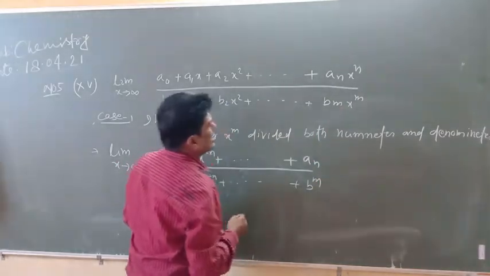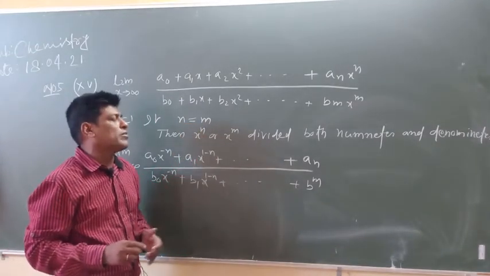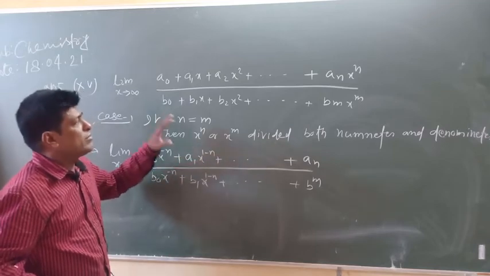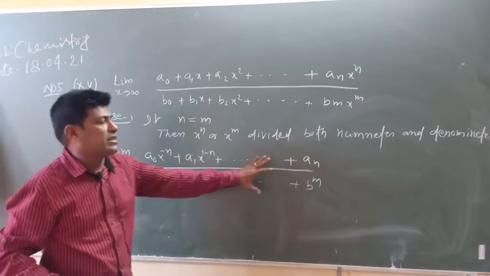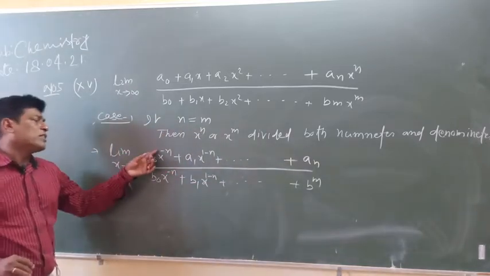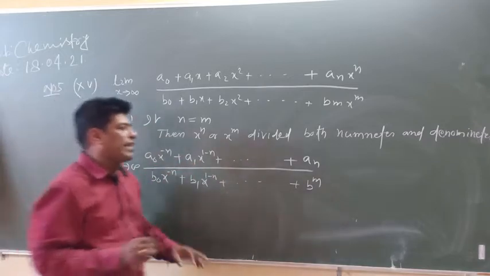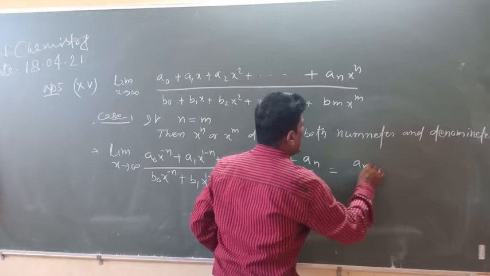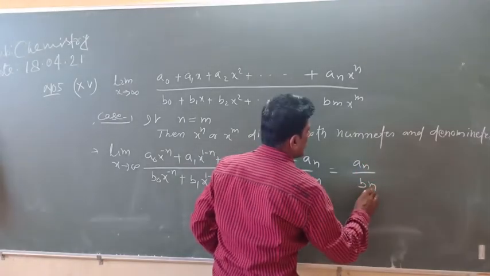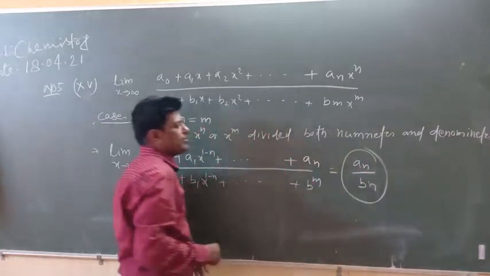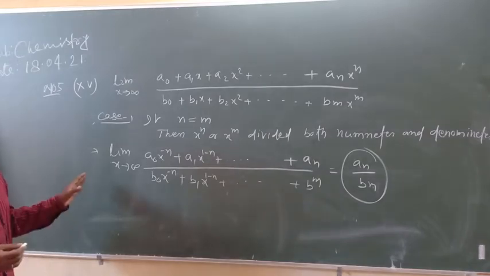Because x to the n and x to the m are the same, where n is equal to m, after dividing by x to the n or x to the m, the value becomes that. Put the value of infinity: something divided by infinity is 0, so all terms are 0 except an. So the answer becomes an by bn, or you can also write an by bm. That is your answer for case 1.